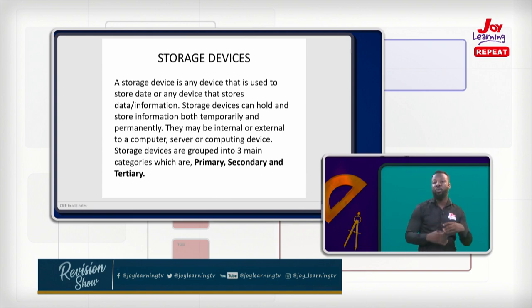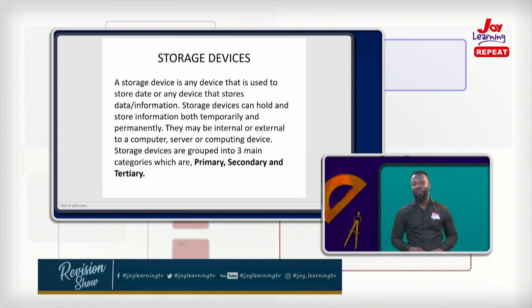We can also group them into three main groups: the primary, the secondary, and the tertiary storage devices. Let me give you examples. When we talk about primary storage devices, we can make mention of the RAM, random access memory. It's an example of a primary storage device. When we come to secondary storage devices, we can talk about our flash drives, or what we call pen drives. Then when we come to the tertiary, we can talk about what most people are now using, called the cloud.